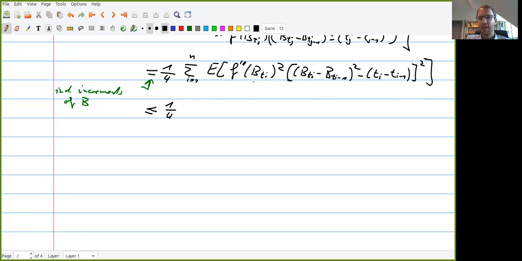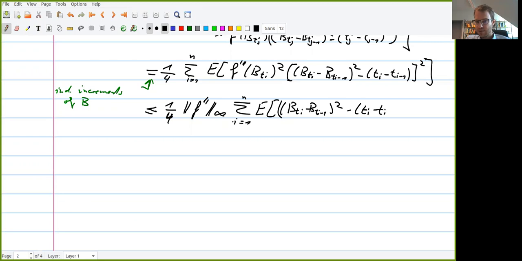Now let's estimate. We know that f double prime is bounded because we assume that f has compact support. So we can pull it out in the supremum norm. And we still get the sum of the expected value of the quadratic increments of the Brownian motion minus the time increment, everything squared, and then the expectation of it. That's great, because now we can just look at the distribution. We know how this is distributed, right? This is the distribution of the increment t_i minus t_{i-1}.